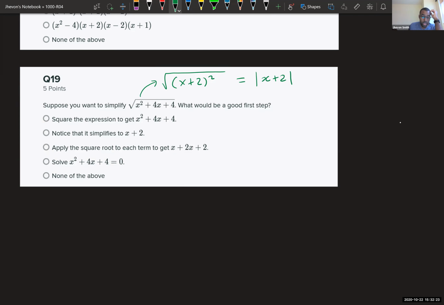What are the options here? Square the expression to get this. No, you can't just randomly square an expression. You're changing the value. Notice that it simplifies to x plus 2. Well, it actually doesn't. It simplifies to the absolute value of x plus 2. Apply the square root to each term to get this. No, that's a distributing powers across sums error, so that's not going to work. Solve this equal to 0. No, you did not have to do that. So it's actually none of the above.